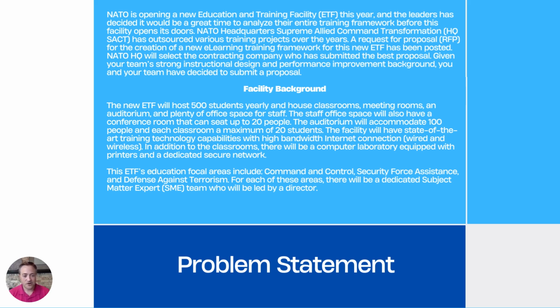Given your team's strong instructional design and performance improvement background, you and your team have decided to submit a proposal. So we'll look at this next step. The new ETF will host 500 students yearly and house classrooms, meeting rooms, an auditorium, and plenty of office space for staff. The staff office space will also have a conference room that can seat up to 20 people. The auditorium will accommodate 100 people, and each classroom a maximum of 20 students.